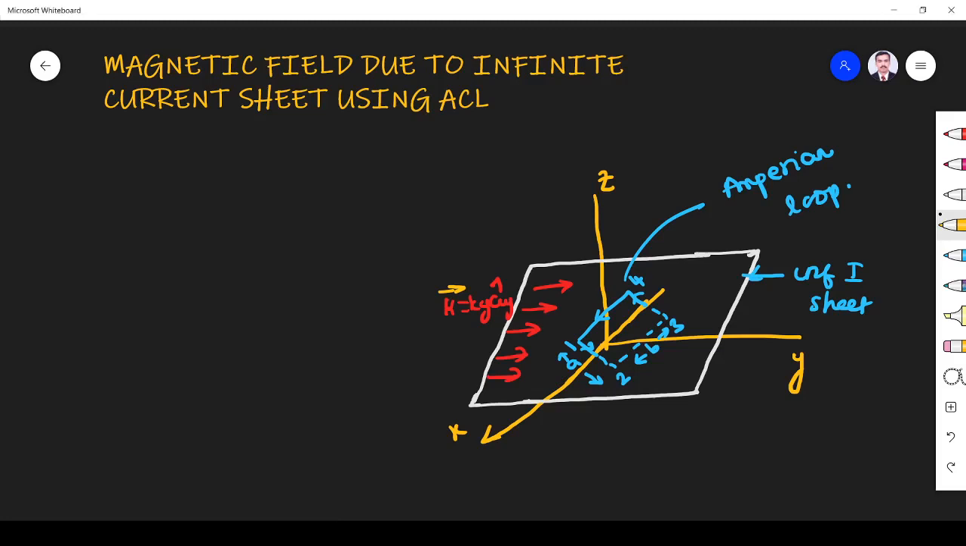Hi students, welcome to the session on magnetic field due to infinite current sheet using Ampere Circuital law. What we are going to do in this video is find the magnetic field generated because of the current flowing through this infinite sheet. That's our aim.